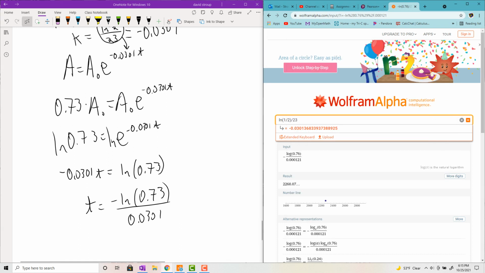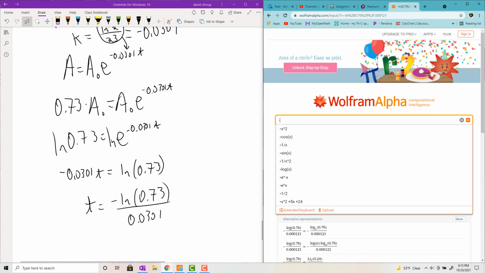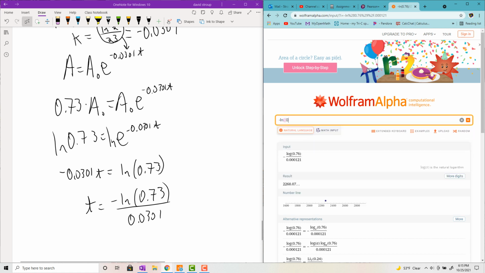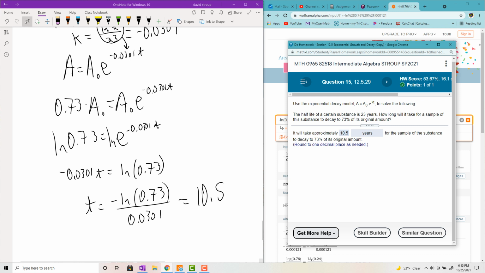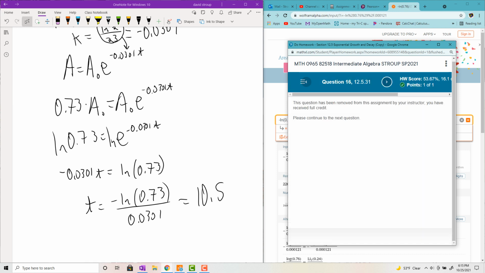Let's see what that is. Negative ln of 0.73 divided by 0.0301, which is 10.4 something. Let's see how many decimals. I think they said one decimal, right? So this should be 10.5. Yeah, which is what I wrote. So 10.5, great. So that was your video quiz for the day.